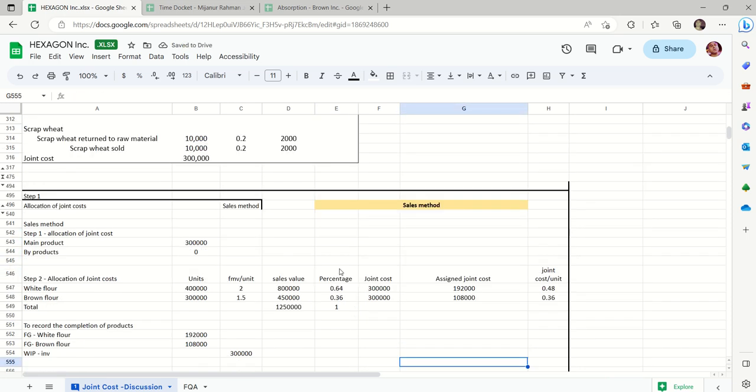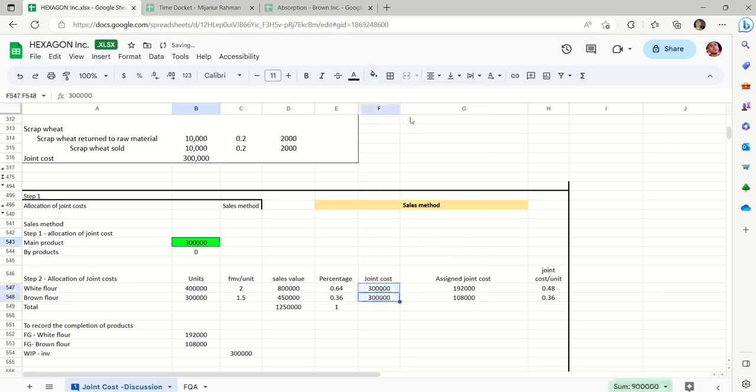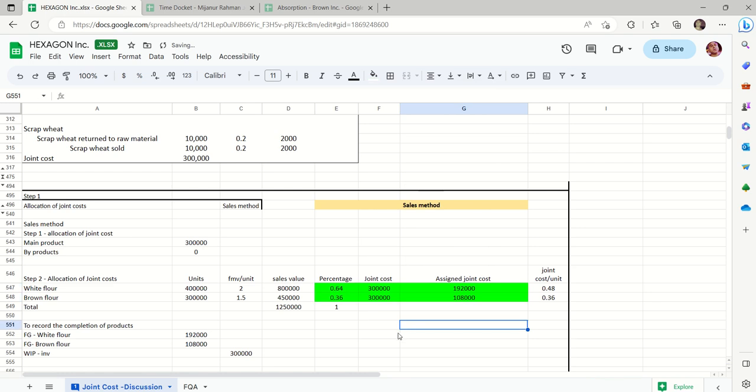We have the joint costs. We just simply put this value from here. I'm going to highlight the cells and simply paste it over there. And then we have the percentage. Now we allocate costs between the white flour and brown flour. How do you do that? We just simply take 64%, which is 0.64, multiply by these 300,000. That would give you 192,000 right there. These two cells.